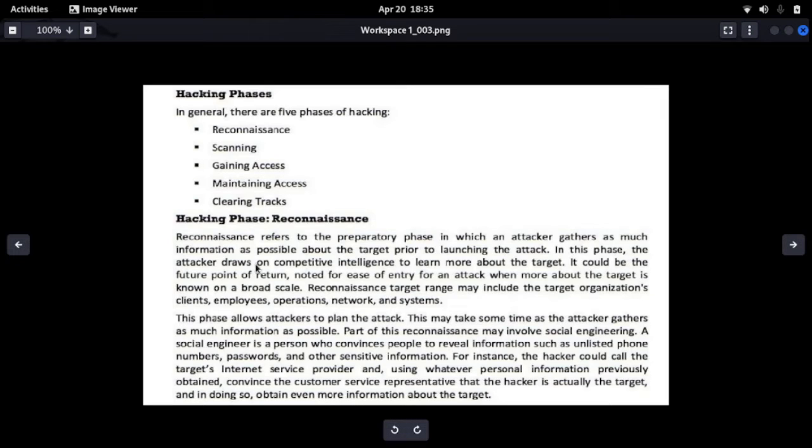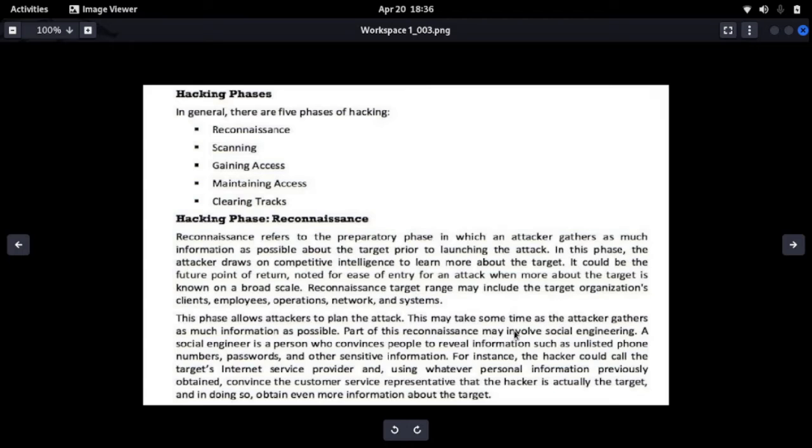In this phase, the hacker draws on competitive intelligence to learn more about the target. It could be a future point of return, noted for ease of entry for an attack when more about the target is known on a broad scale. Reconnaissance target range may include the target organization's clients, employees, operations, network, and systems. This phase allows attackers to plan the attack. This may take some time as the attacker gathers as much information as possible.